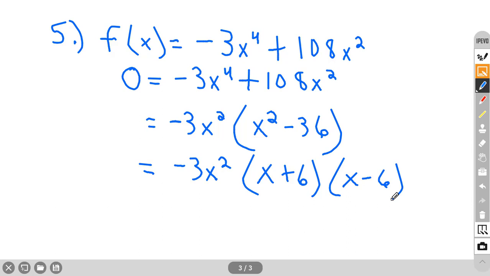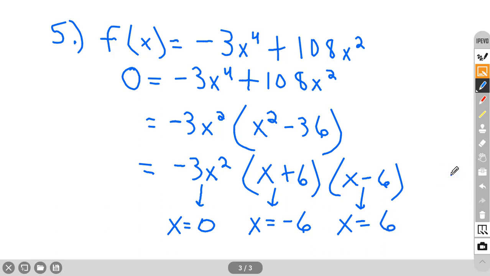Okay, now that I'm done factoring it, I can find all my zeros by setting each factor equal to 0. So when I set negative 3x squared equal to 0 and solve it, I'm going to get x equals 0. When I set x plus 6 equal to 0 and solve it, I'm going to get x equals negative 6. And when I set x minus 6 equal to 0, I'm going to get x equals 6. So those are my zeros at x equals 0, x equals negative 6, and x equals 6. So that's going to match the answer of B.